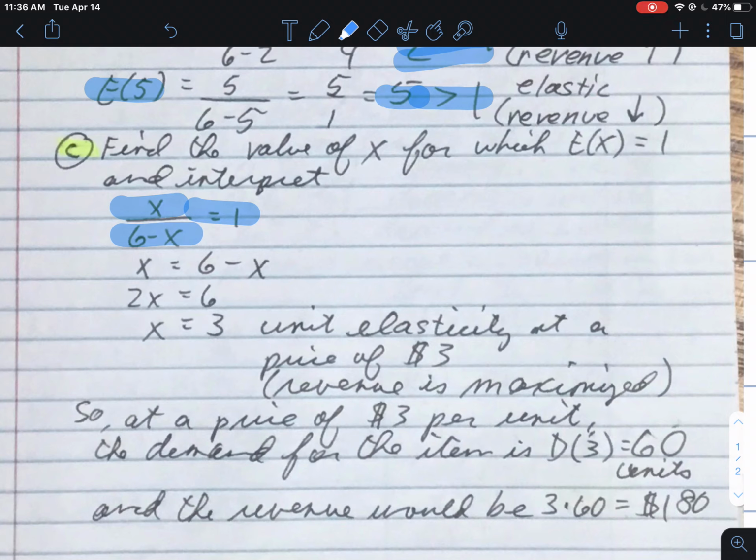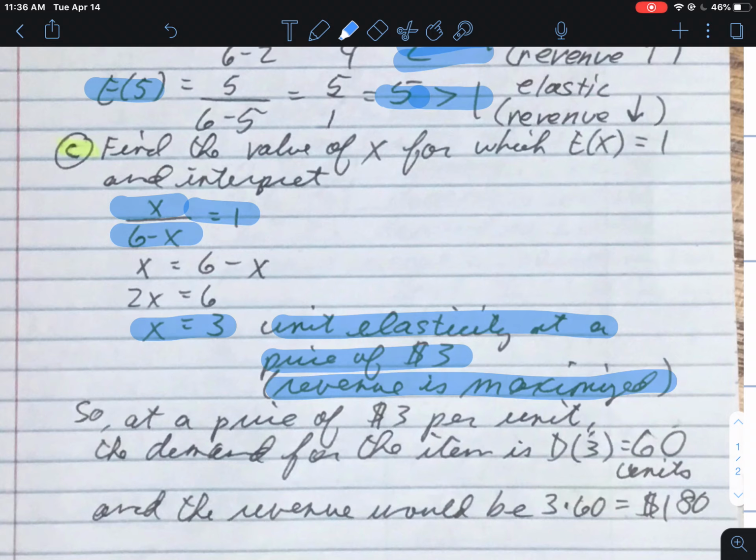So I multiplied both sides by 6 minus x, solved for x, and I got x equals 3. So this is our point of unit elasticity. Unit elasticity occurs at a price of $3. We said that tells us where revenue is maximized.